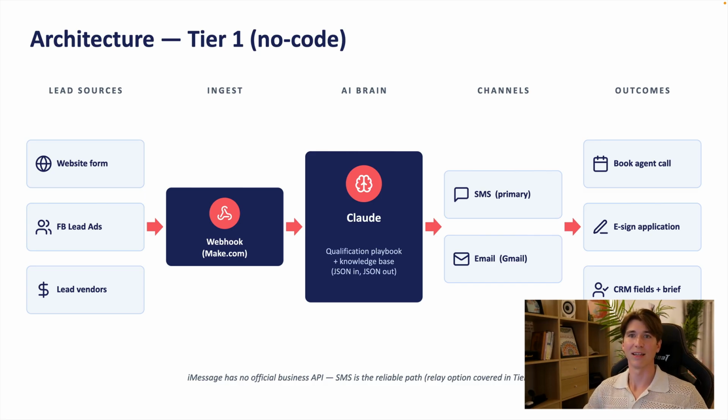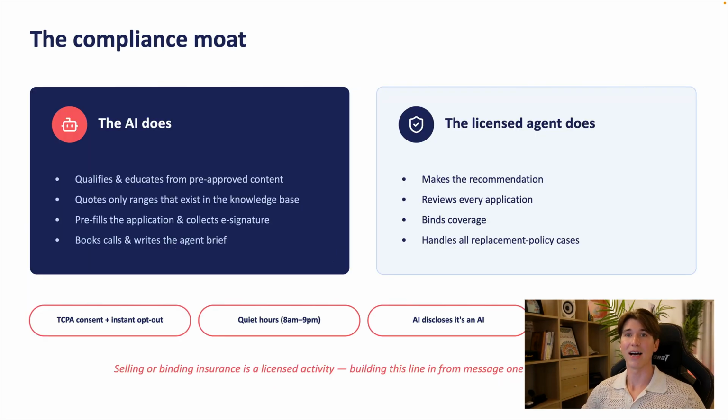And it does some things, and then a licensed agent has to do some other things, because this is a very regulated environment, life insurance. So what the AI can do is qualify and educate the lead from pre-approved content. It's not going to make up anything. It's only going to take pre-approved content from your company's knowledge base, and it will quote ranges from your knowledge base that you have approved in your company, and it can pre-fill this application, and it can even collect signatures for the application. It can book calls, and it can write a brief to hand off to your policy writer.